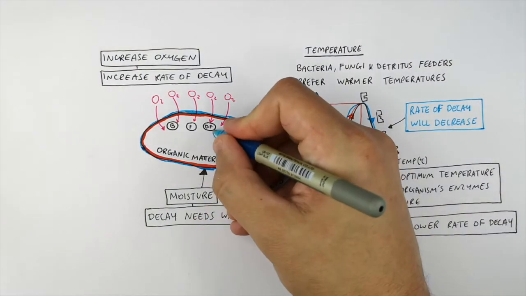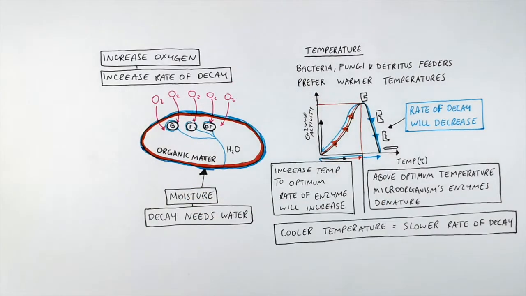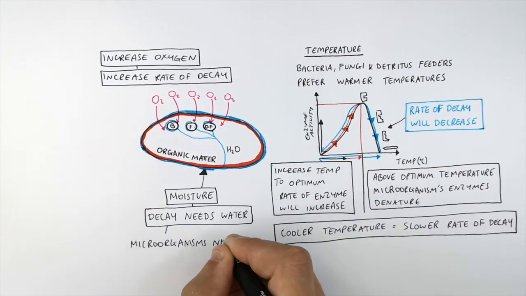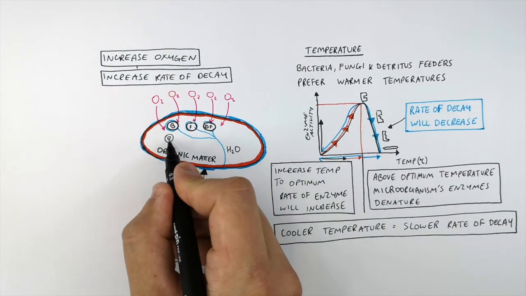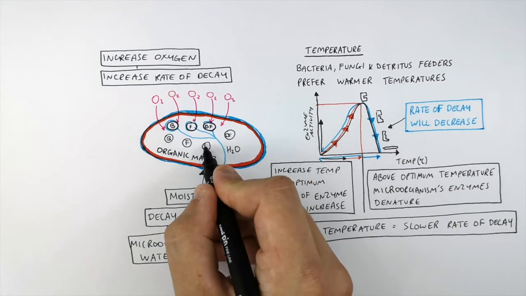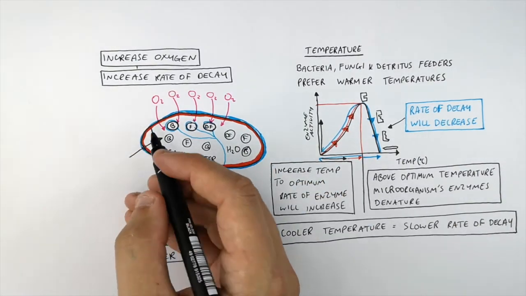So the water is used by the bacteria, fungi, and detritus feeders. This is because the microorganisms need water for their cellular processes. So what we've done here is we've increased the number of decomposers in the organic matter, so there are more bacteria, fungi, and detritus feeders.